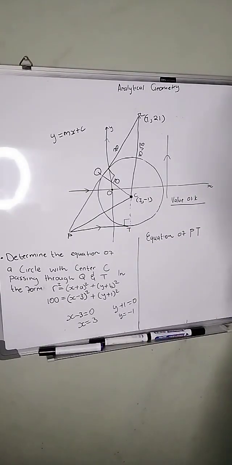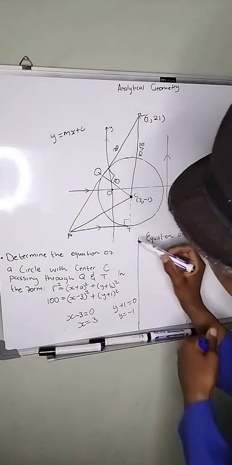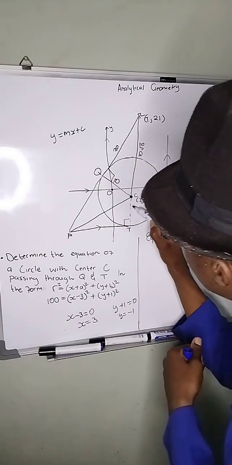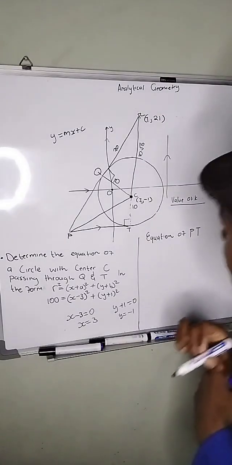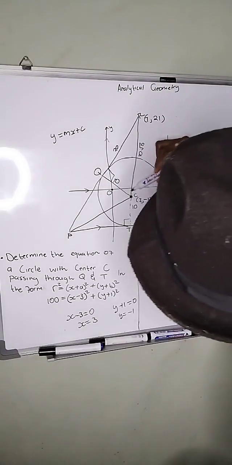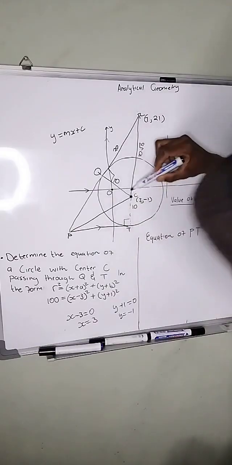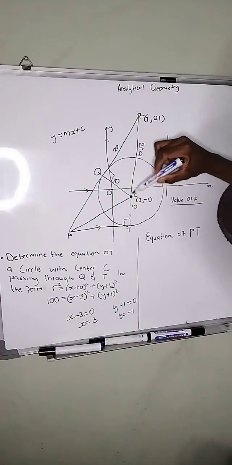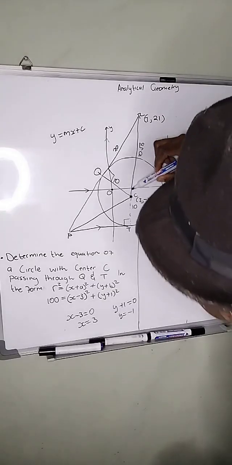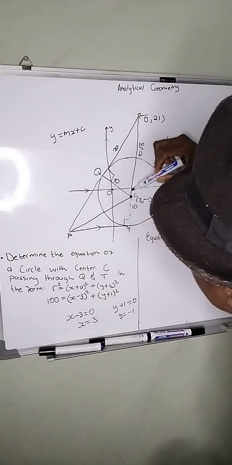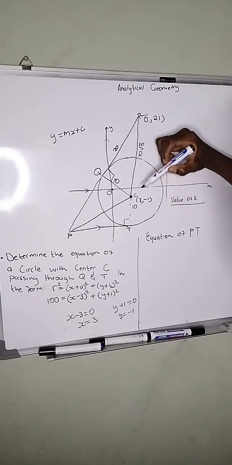It means we have to know how many units we have to move from C to T. It's going to be 10 units. So now, what do we need? We need this space. How can we get this space? Let me see.